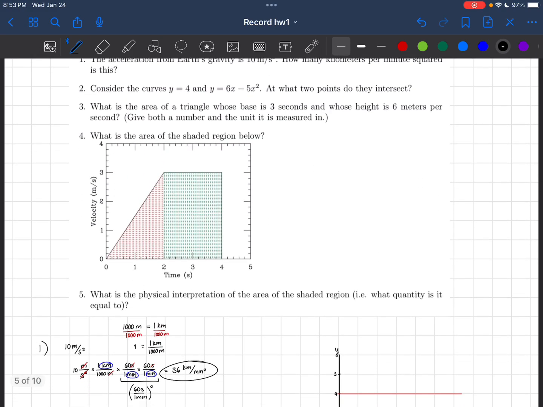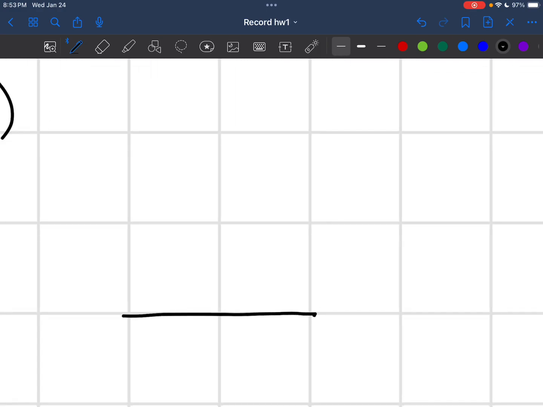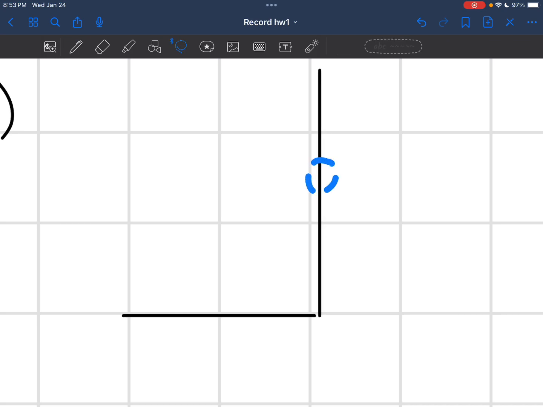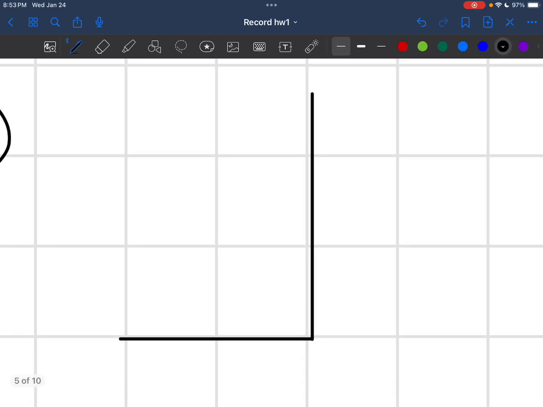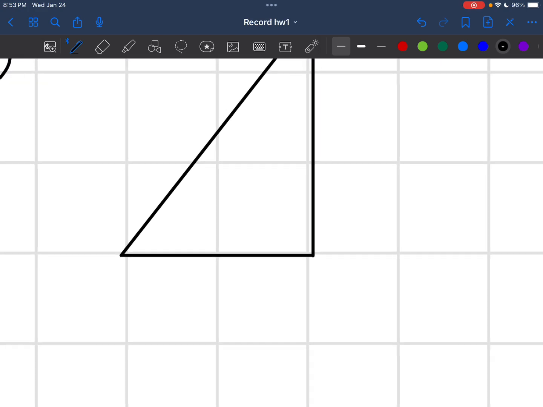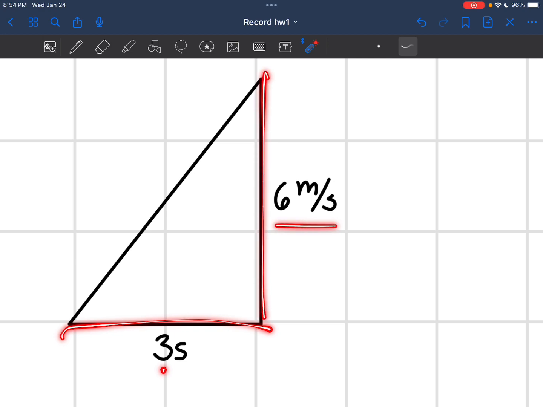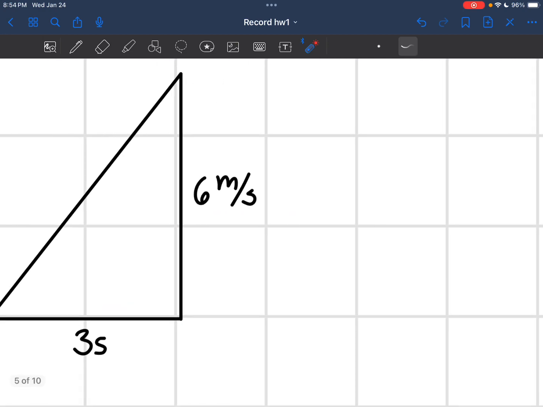The area of a triangle whose base is 3 seconds and whose height is 6 meters per second. So I'm going to draw myself a little triangle. It will not be drawn to scale, because I'm running out of space. I have graph paper, right, so with a base of 3 seconds and a height of 6 meters per second. And I want to find the area.